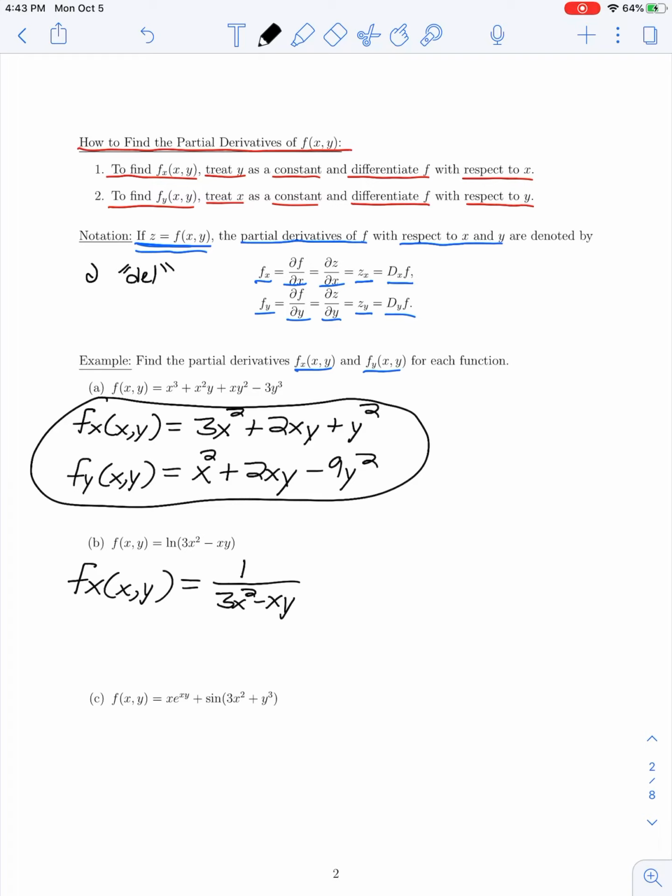So in this case, 1 over 3x squared minus xy. And then using the chain rule, we have to multiply by the derivative of the inner function with respect to x. So here we're treating y as a constant. So the derivative of that inner function with respect to x would be 6x to the first power minus 1 times the constant y. Or writing this as a single ratio, we have 6x minus y over 3x squared minus xy.